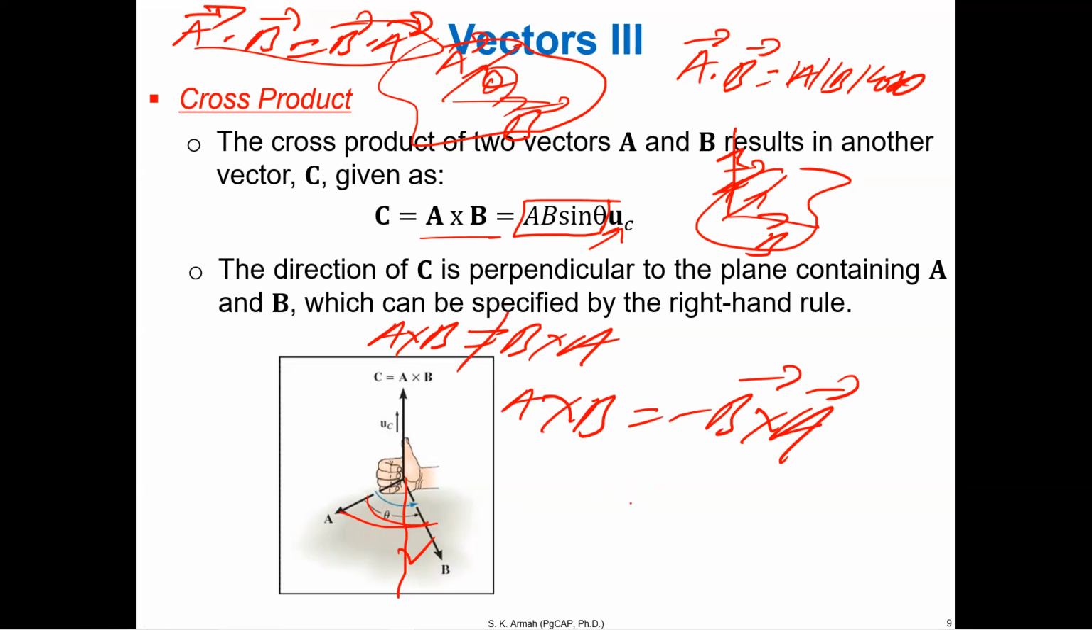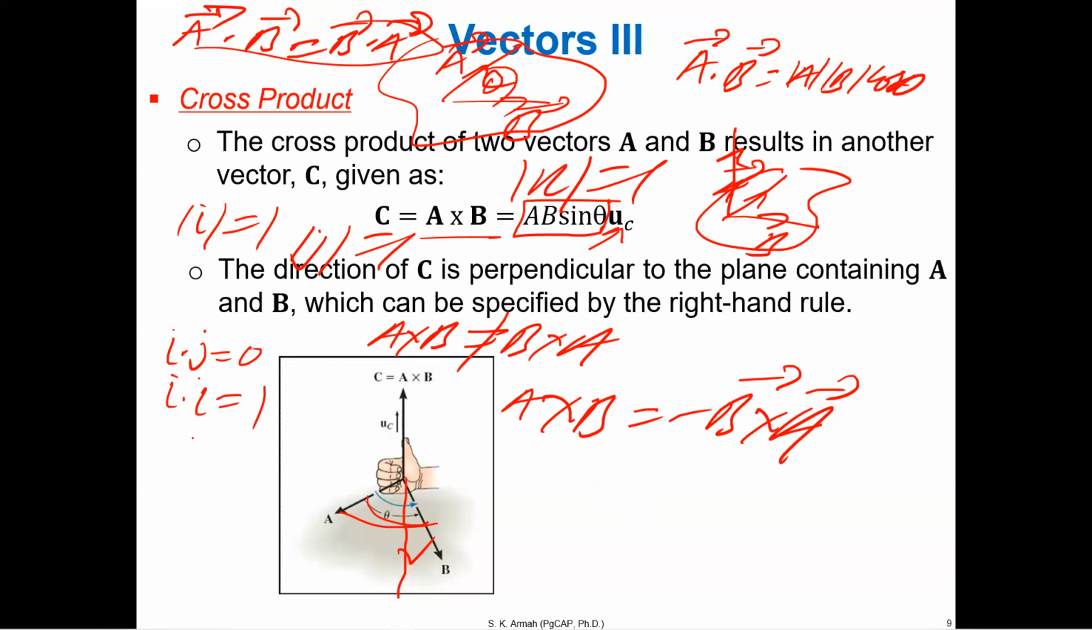So let's go to our i, j, k. Remember, we know i dot j is what? It is 0, because the angle between them is 90, and cosine 90 is 0. i dot i, cosine 0 is 1, because the magnitude of i is 1, magnitude of j is 1, and magnitude of k is 1. So if you do it, you get 1 in that order.